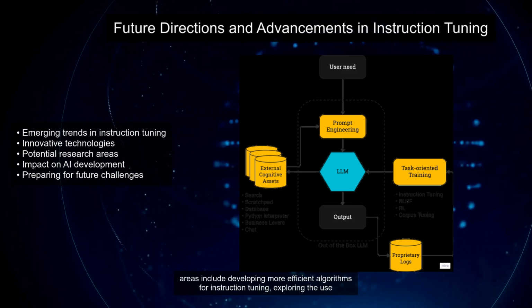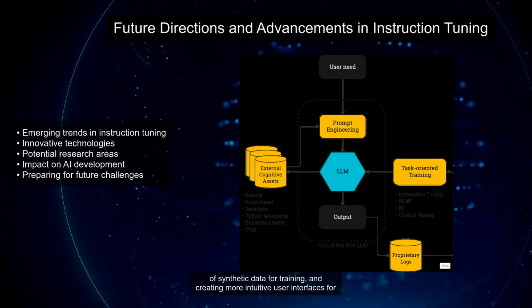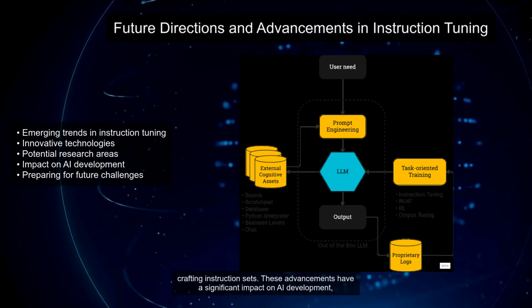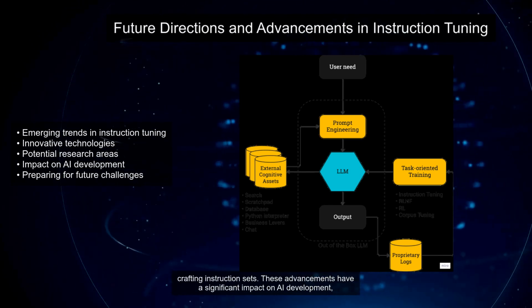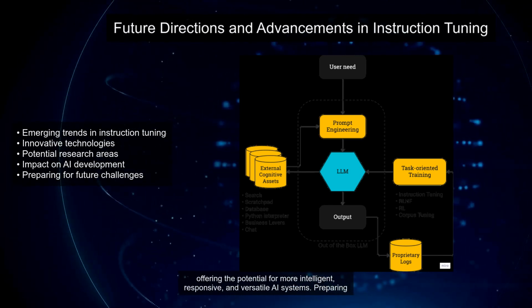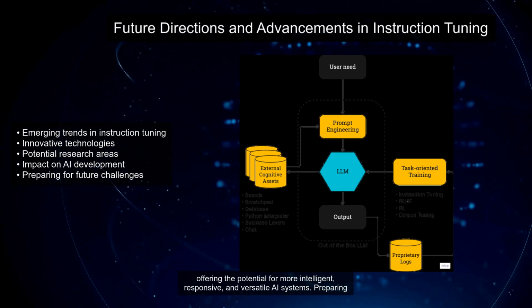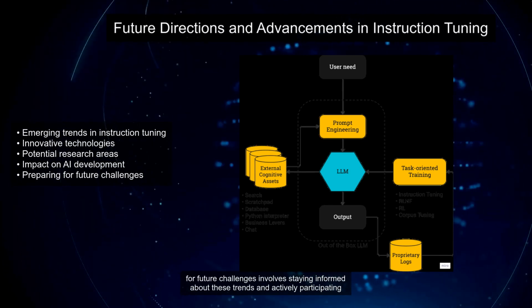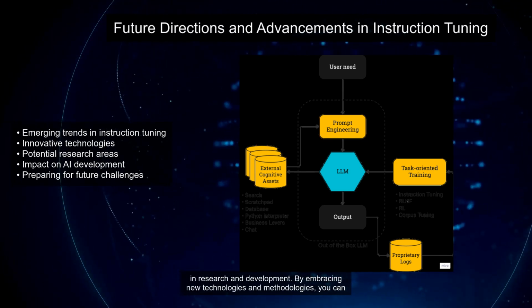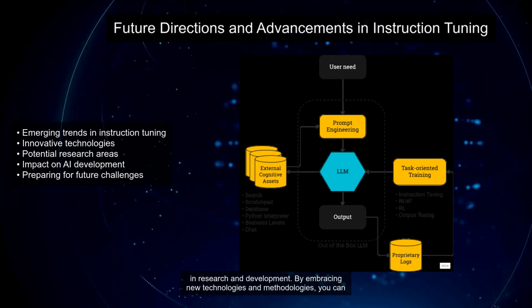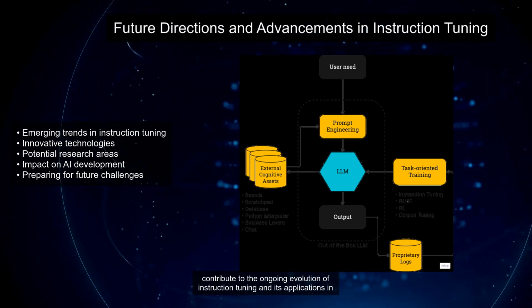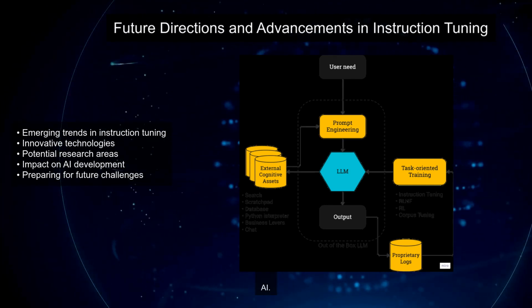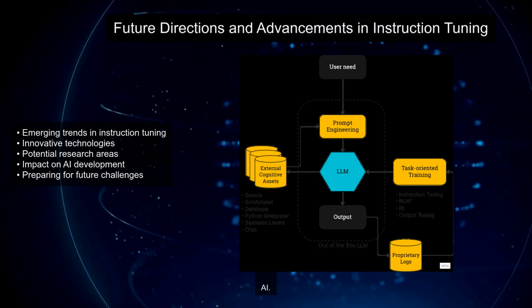Potential research areas include developing more efficient algorithms for instruction tuning, exploring the use of synthetic data for training, and creating more intuitive user interfaces for crafting instruction sets. These advancements have a significant impact on AI development, offering the potential for more intelligent, responsive, and versatile AI systems. Preparing for future challenges involves staying informed about these trends and actively participating in research and development. By embracing new technologies and methodologies, you can contribute to the ongoing evolution of instruction tuning and its applications in AI.